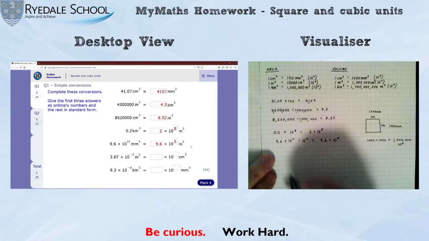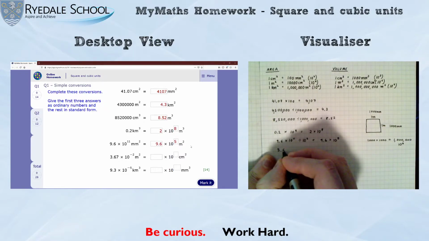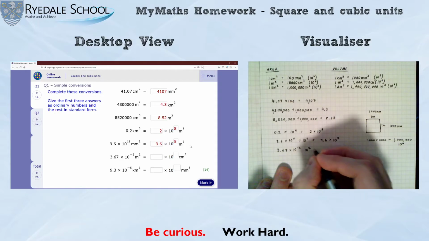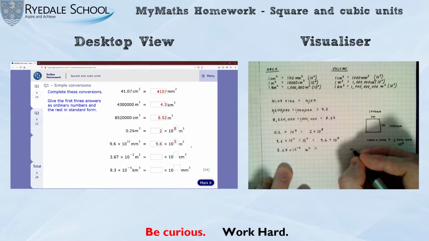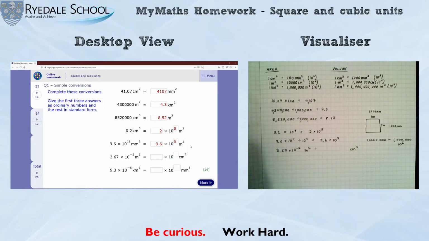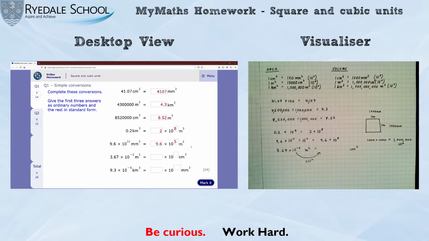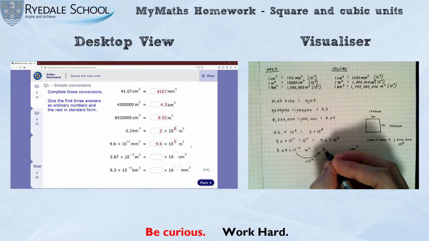Okay, moving on. Next one is 3.67 times 10 to the negative 2. Won't worry too much about that negative power. Metres squared, and I'm converting it into centimetres squared. So again, I'm going to read my second conversion factor at the top, that 1 metre squared is 10,000 centimetres squared. So there's going to be more of these. So I'm going to be multiplying by 10,000, or 10 to the power of 4. So if I'm timesing by 10 to the power of 4, well, nothing's going to happen to the 3.67.